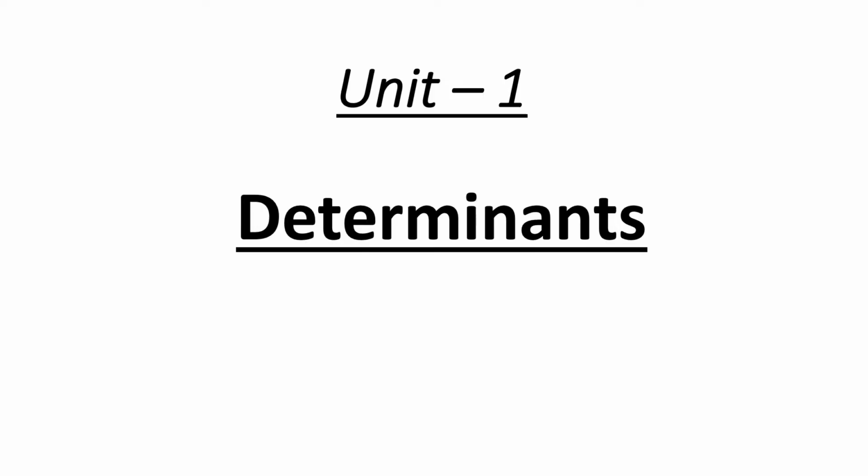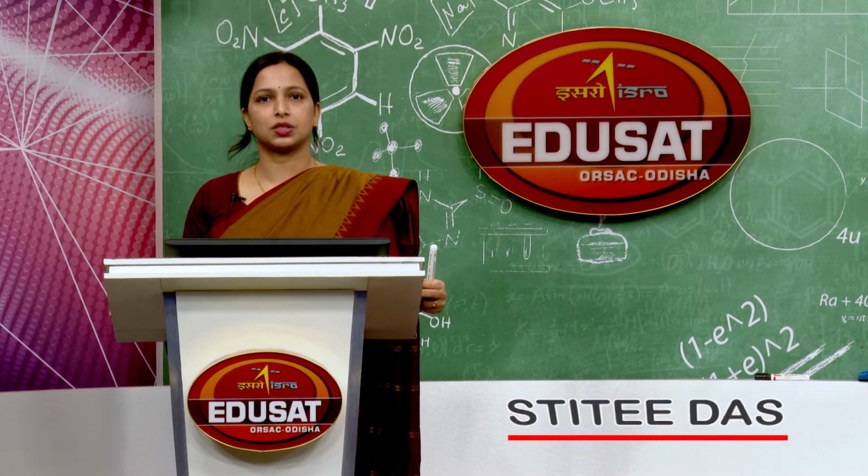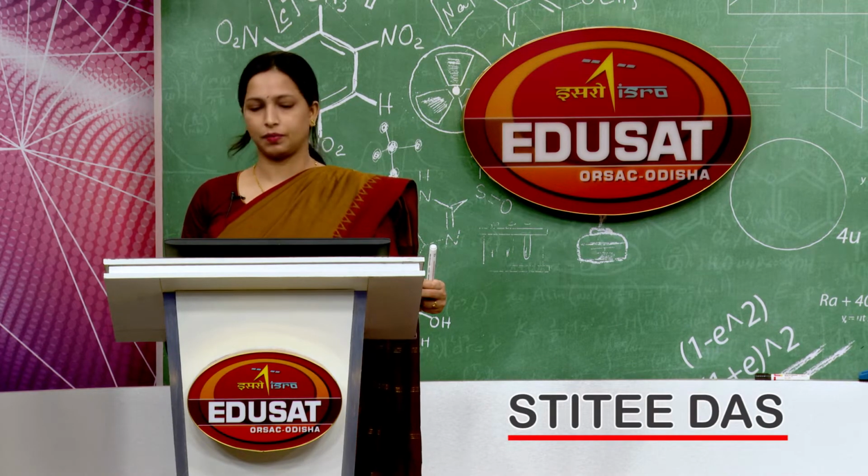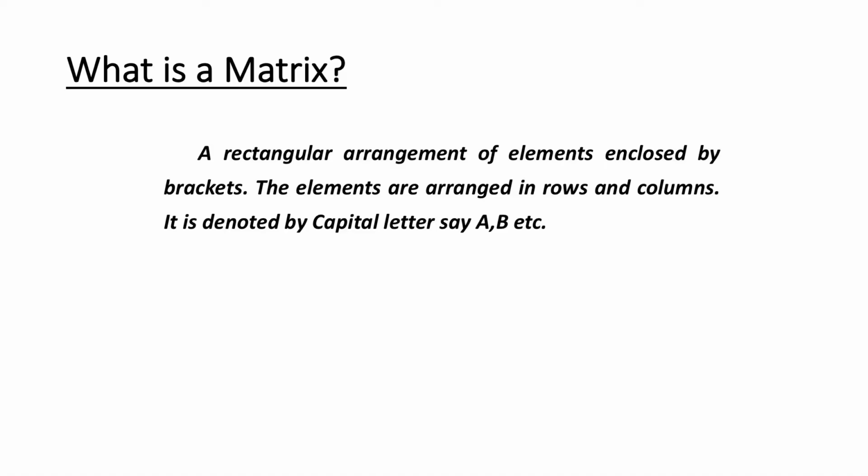In this class we'll be discussing determinants. Now before going to determinants, we must know what a matrix is, right? So as you can see in the slide, a matrix is a rectangular arrangement of elements in rows and columns, and it is denoted by a capital letter, say A or B.